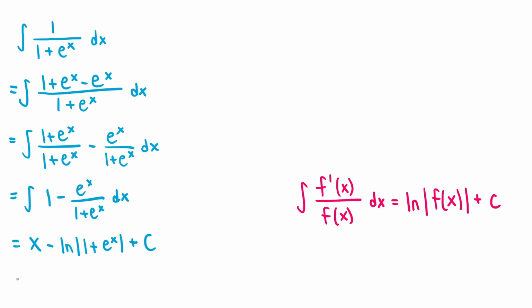Actually, we can rewrite this as x minus ln of 1 plus e to the x plus c without the absolute value in the logarithm, since 1 plus e to the x is always positive, so the absolute value isn't needed.